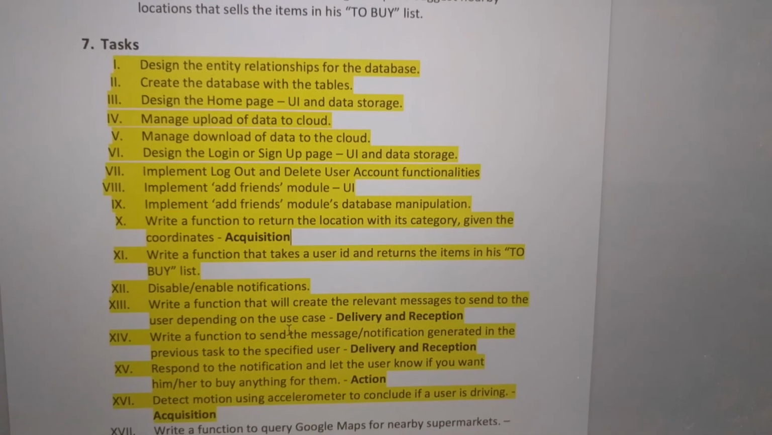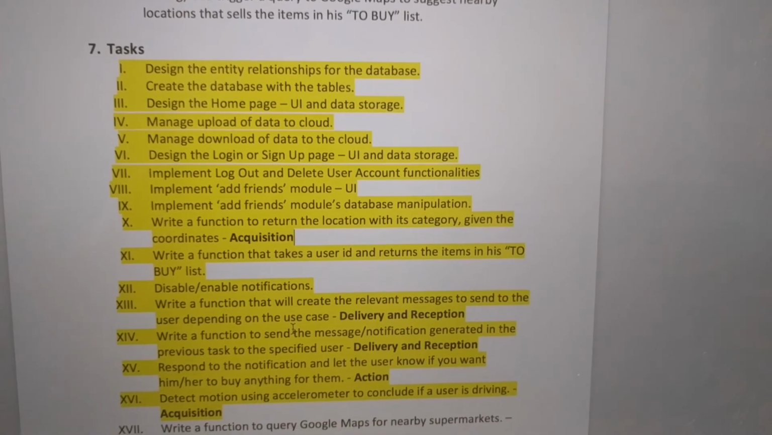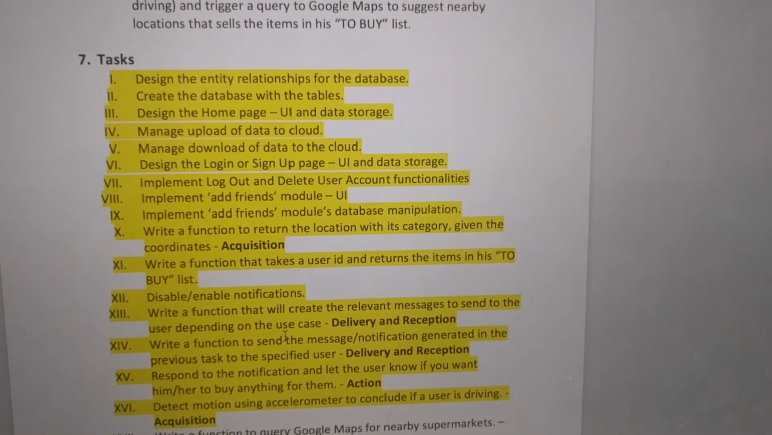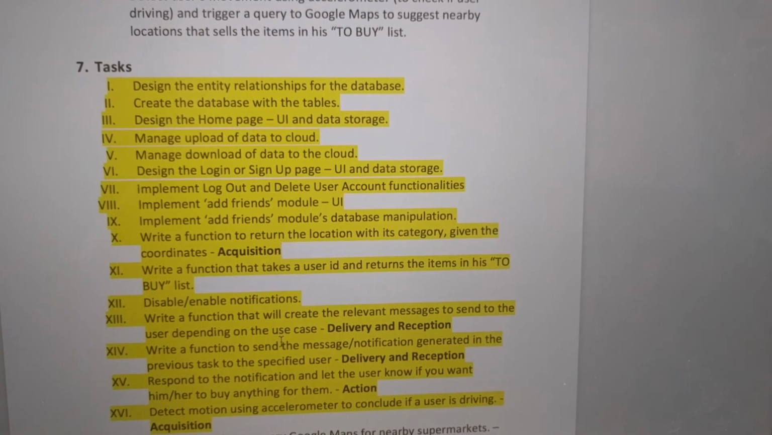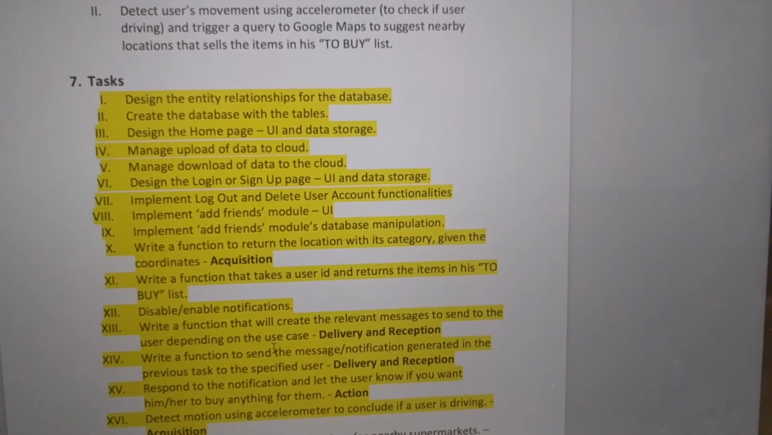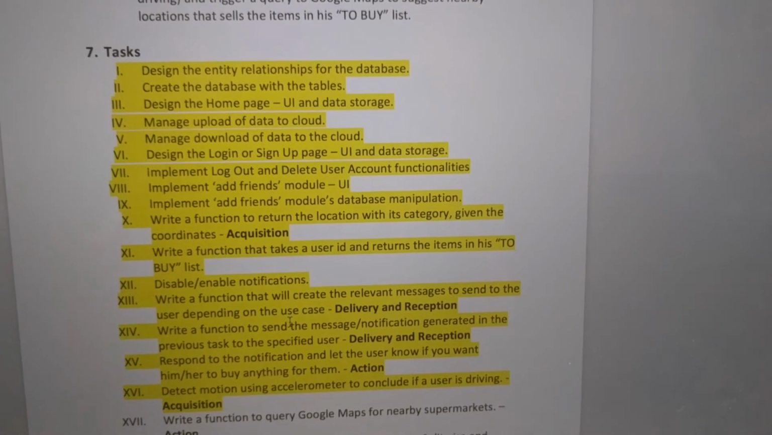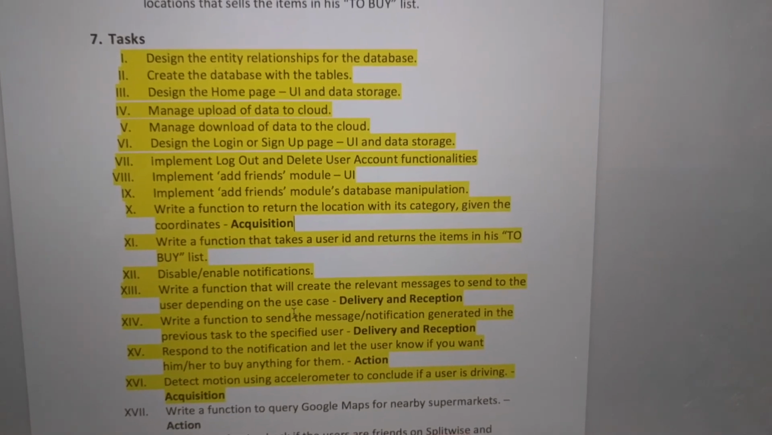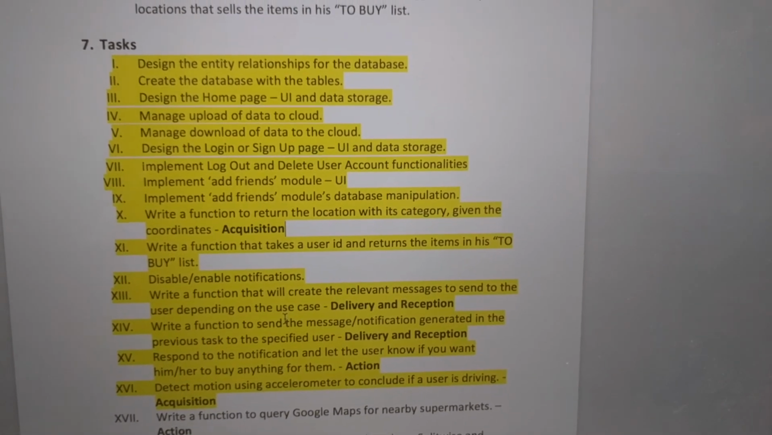The messages that will get sent in different scenarios will be: one is to notify all the friends when a user reaches Walmart, and another is to detect the user's driving and notify him of nearby supermarkets. And as you can see here, these are the 16 tasks that we have completed. Thank you.